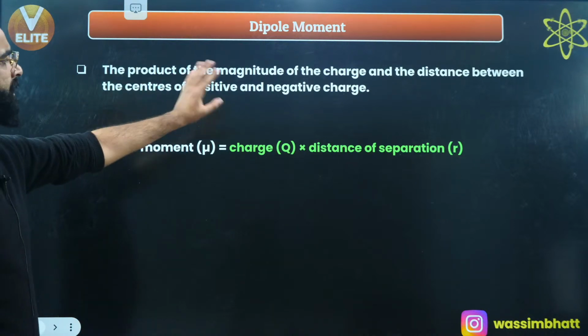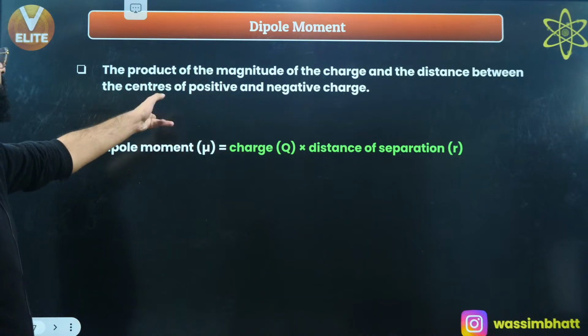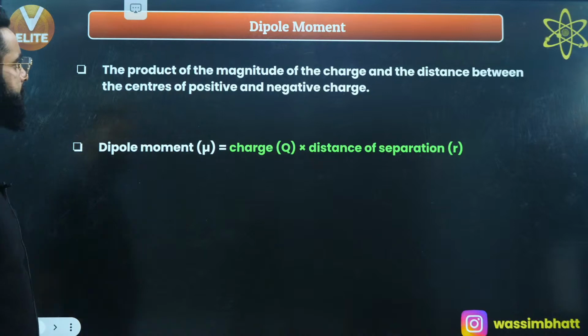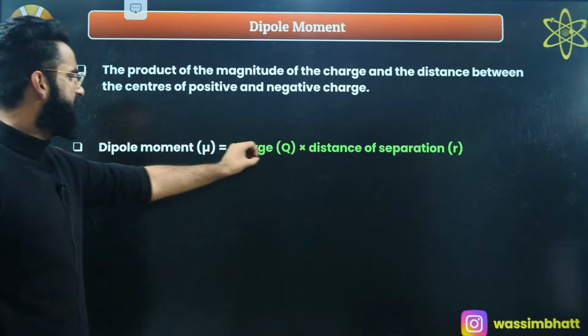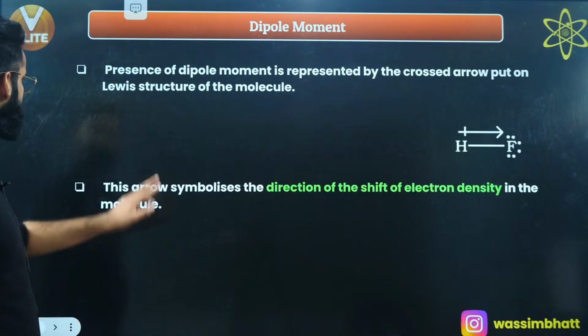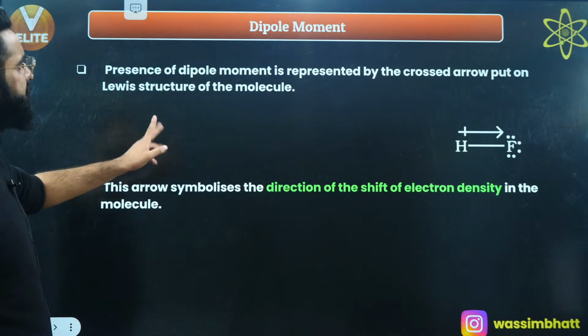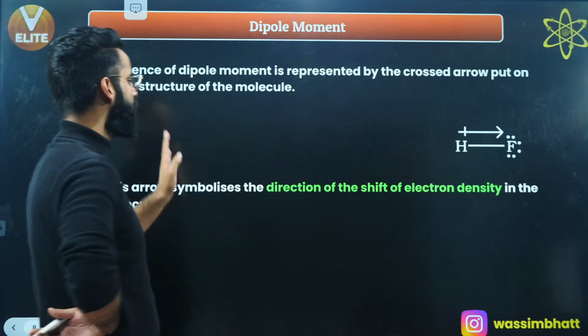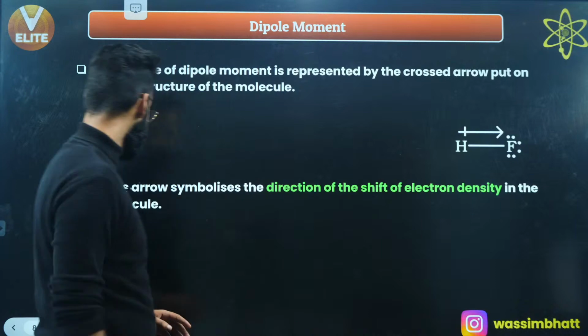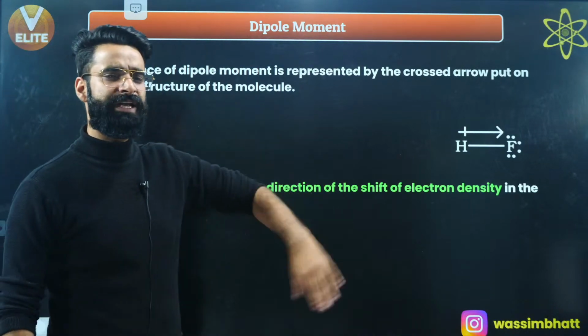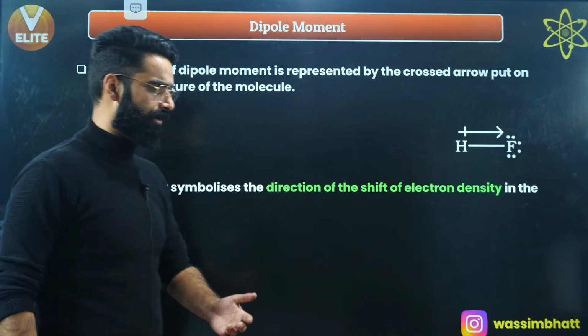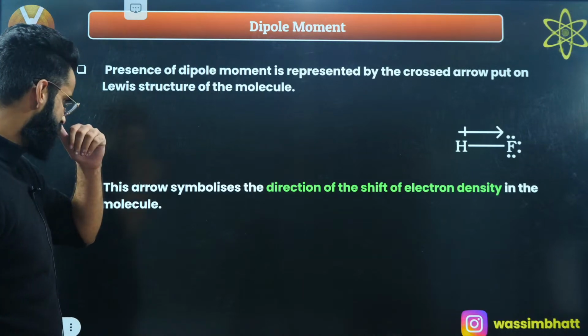The product of the magnitude of charge and the distance between the centers of the positive and negative charge is called dipole moment. Dipole moment is charge multiplied by distance of separation between the two, right? Presence of dipole moment is represented by a crossed arrow, like this, correct? Whose direction is going to be either from positive to negative, or you can say from less electronegative element to more electronegative element, right? That's something which is discussed, right?